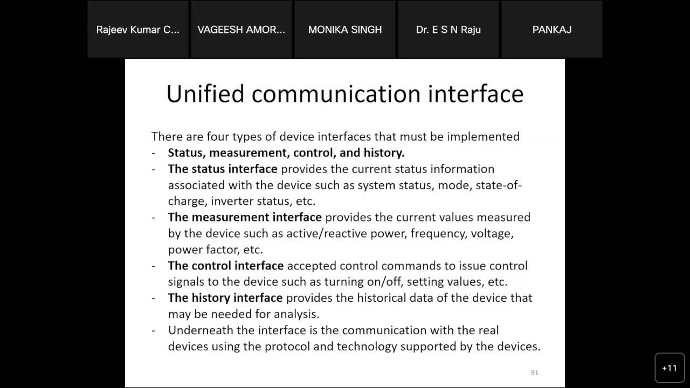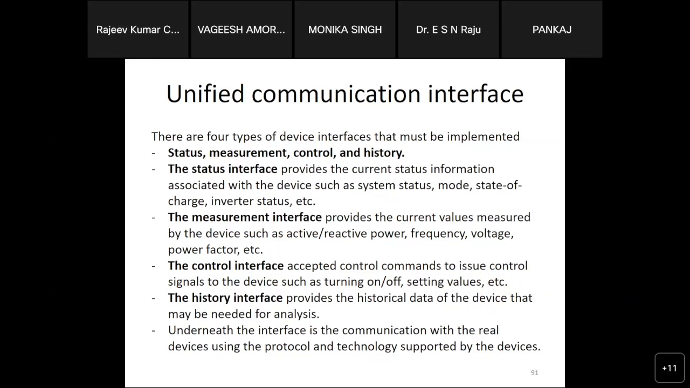Coming to the measurement interface, it mainly provides the current values measured by the device. The main power system variables are the voltage, frequency, active power, reactive power, and power factor. So this measurement interface will provide all the current values measured by the device, like all the power system variables: voltage, frequency, active power, reactive power, and power factor.